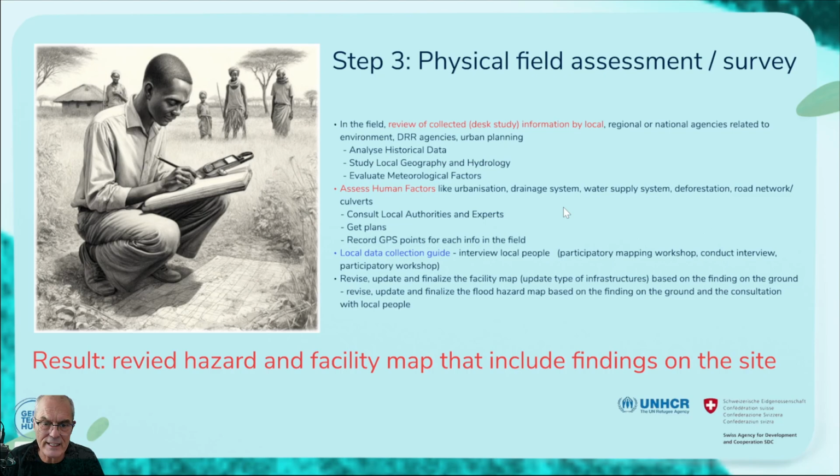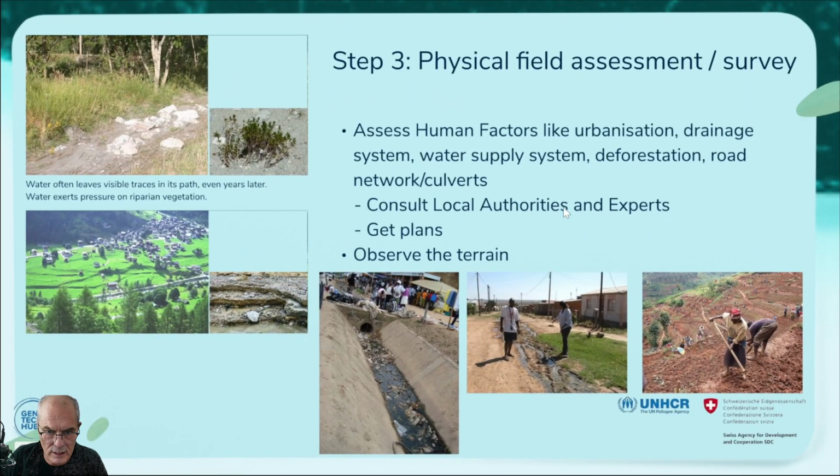So finally, the idea is to revise, update and finalize the facility map, also because many buildings that I was identifying with OpenStreetMap before may not be there anymore, or there may be many more. So what type of buildings? It's important to know. Is it a school, is it a hospital, maybe? And I update and finalize my flood hazard map based on the findings on the ground.